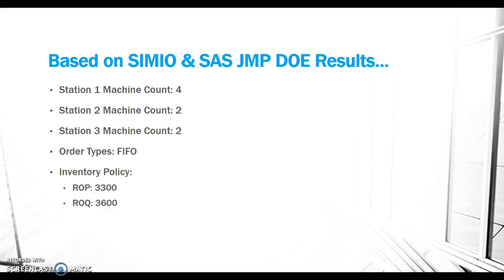And then here we have, based on our SIMIO and SAS JMP DOE results, we determined the best solution and what we should put into the Littlefield simulation. We determined for Station 1 we should have 4 machines, Station 2, 2 machines, and Station 3, 2 as well. And then for the order types, we wanted first in, first out to minimize the work in process. For the inventory policy, we wanted the reorder point to be 3,300, and the reorder quantity to be 3,600.